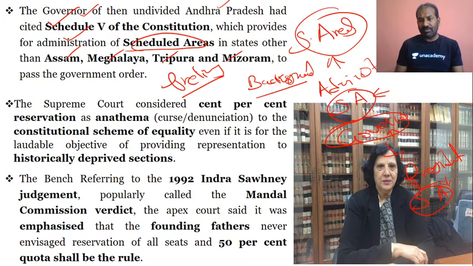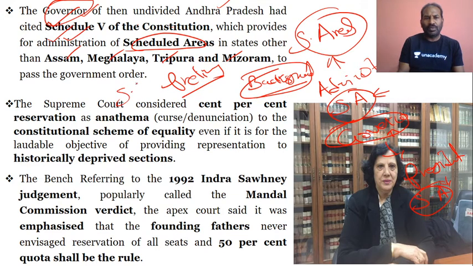And then the president will have a consultation with the governor under Schedule 5 of the Constitution, and make sure how the administration of the scheduled areas has to go ahead. So we are looking at the concept. Please, to understand the background and the concept is very important. Here we are not only dealing with the Supreme Court, we are also getting into the governor's role and the president's role.